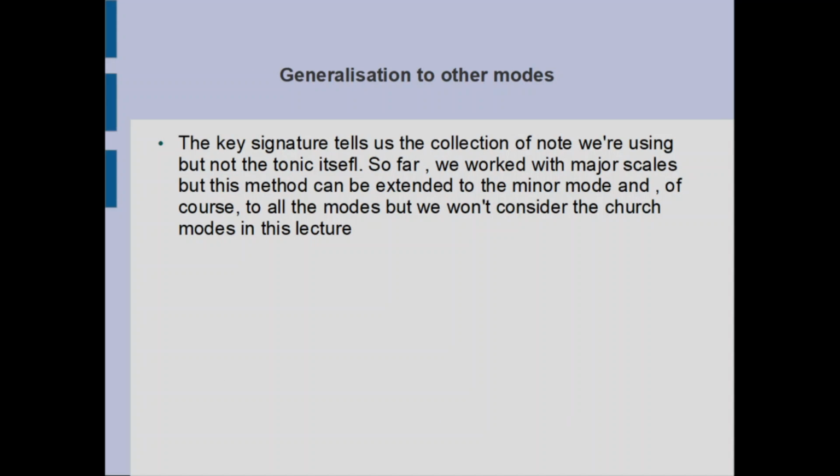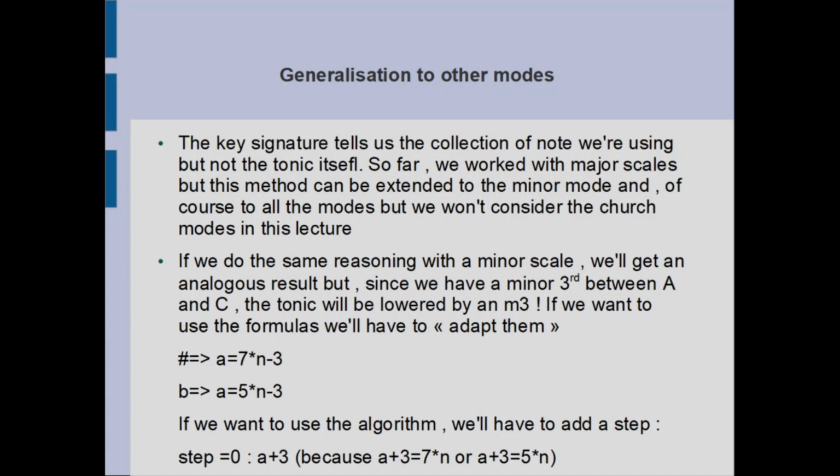Generalization to other modes. The key signature tells us the collection of notes we're using, but not the tonic itself. So far, we worked with major scales, but this method can be extended to the minor mode and of course to all the modes. But we won't consider the church modes in this lecture. Maybe if I have some time left, I will talk about church modes. It's not that hard. If we do the same reasoning with a minor scale, we'll get an analogous result.